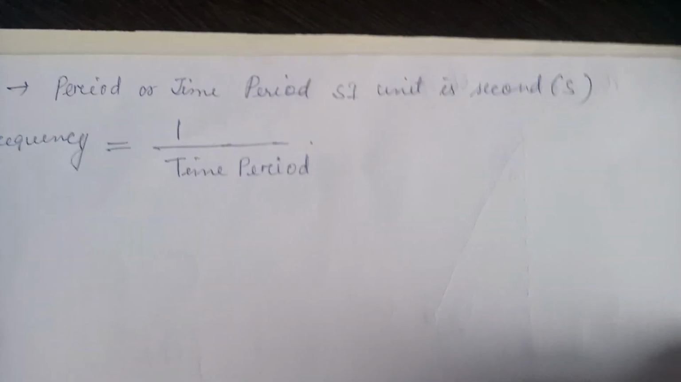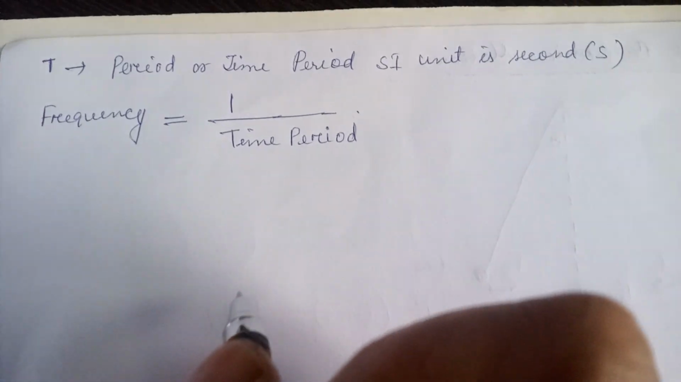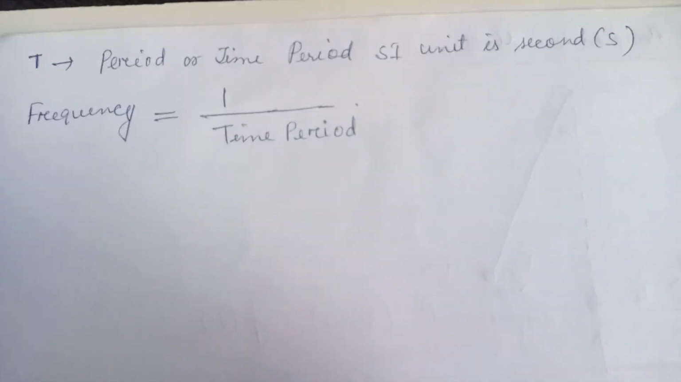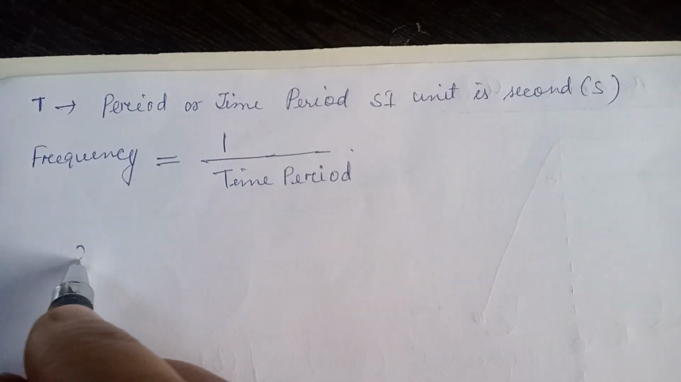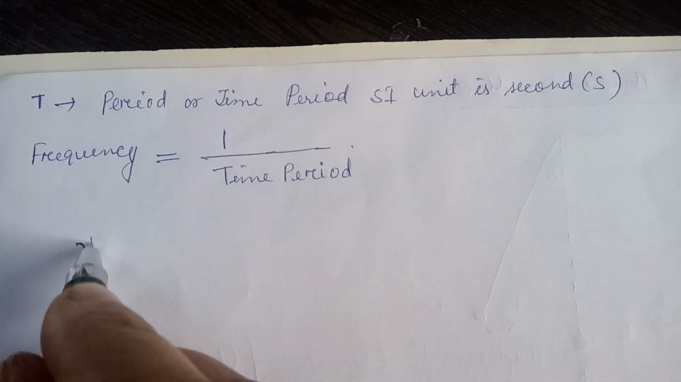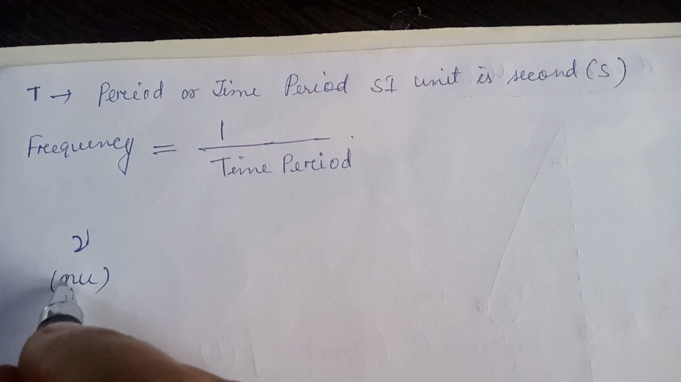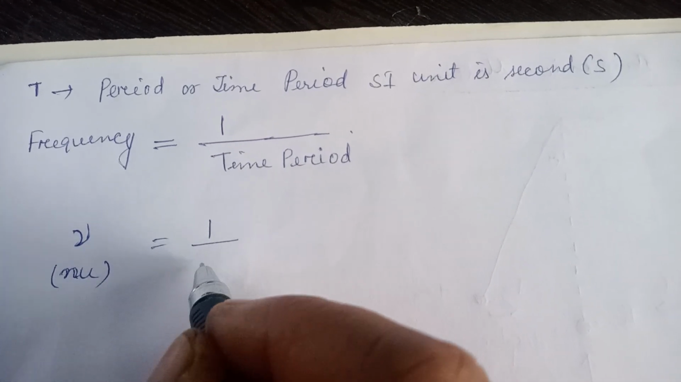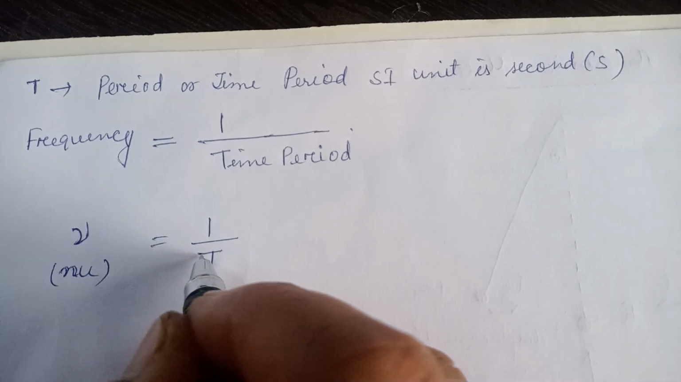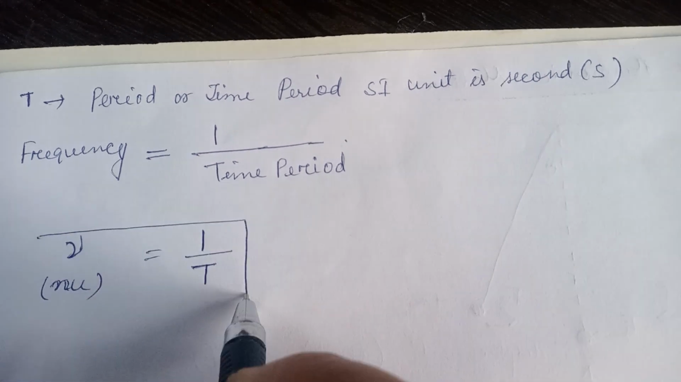So the expression for frequency can be written like this. Frequency is equal to 1 by time period. Frequency is denoted by nu, and the pronunciation is nu. So it is 1 by T, capital letter T. This is the expression of frequency.